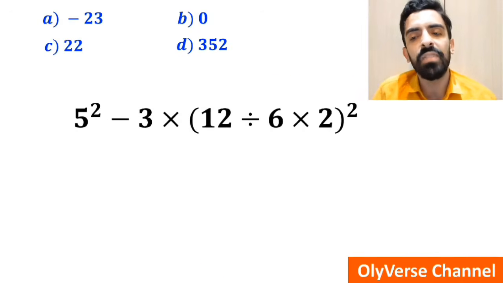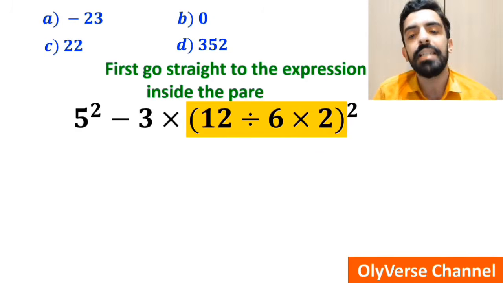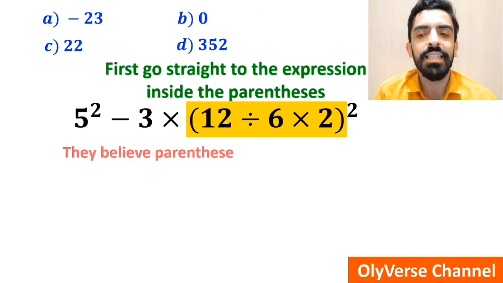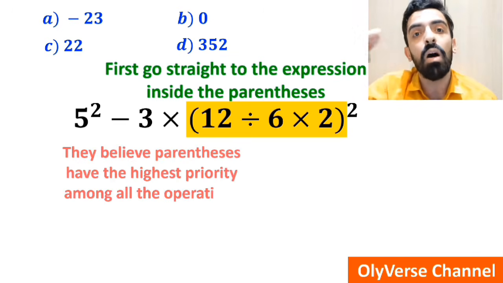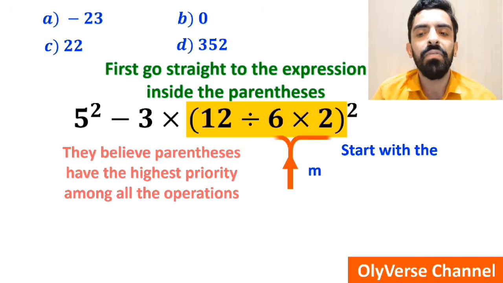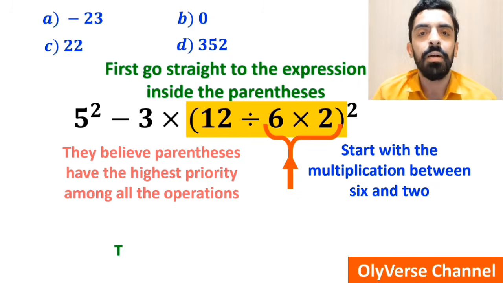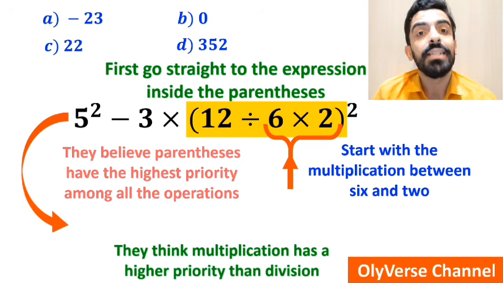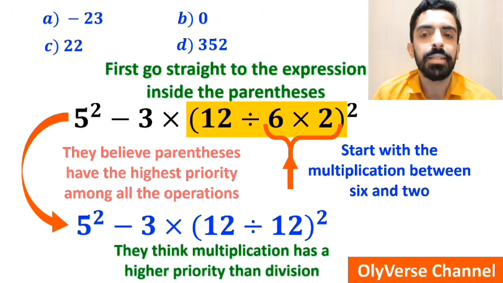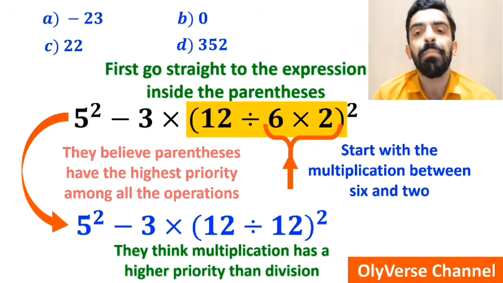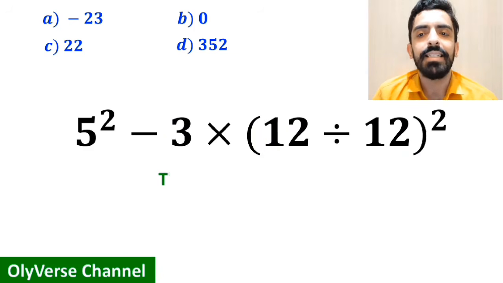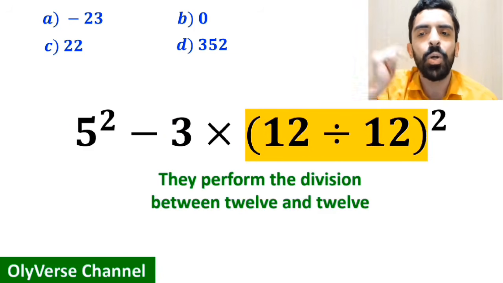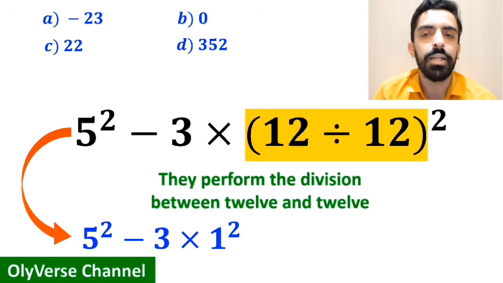Also, some other people when solving this question first go straight to the expression inside the parentheses because they believe parentheses have the highest priority among all the operations. And they start with the multiplication between 6 and 2 because they think multiplication has a higher priority than division. So, they rewrite this expression as 5 squared minus 3 multiplied by 12 divided by 12 inside the parentheses and all the square. And the next step, they perform the division between 12 and 12 and write this expression as 5 squared minus 3 multiplied by 1 squared.